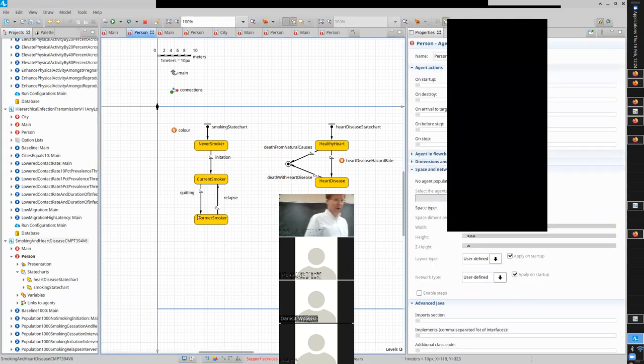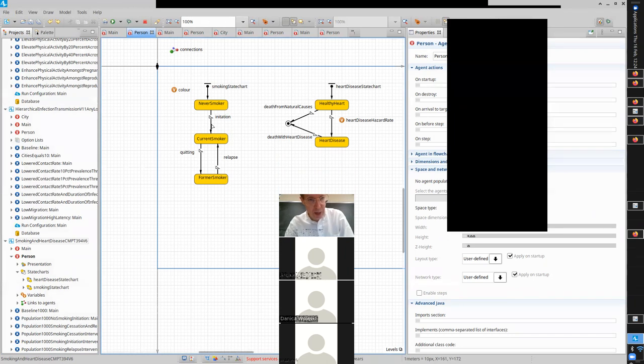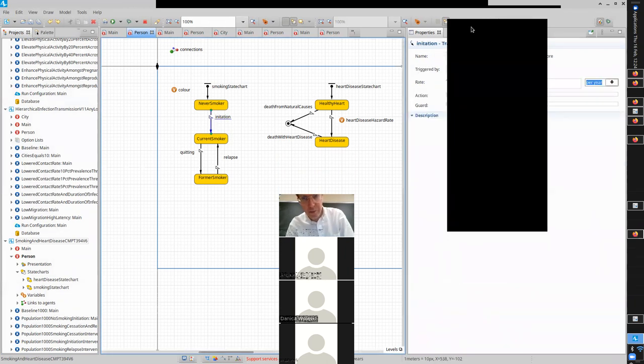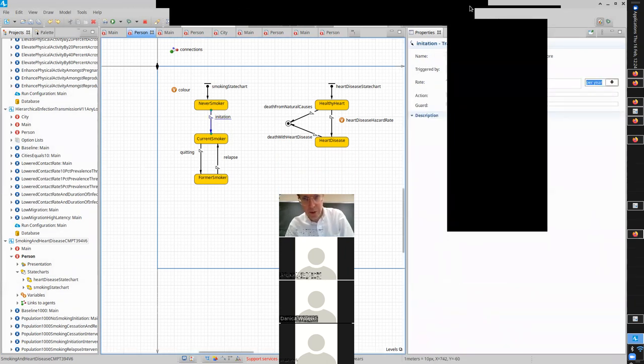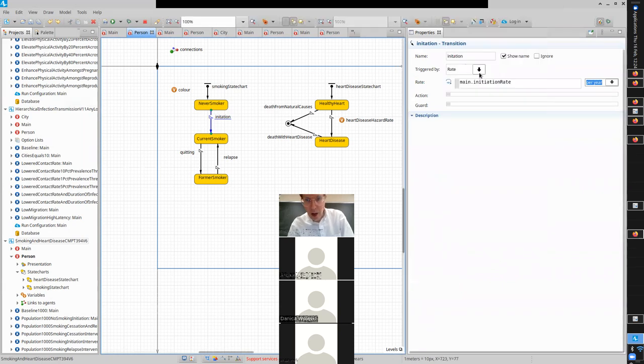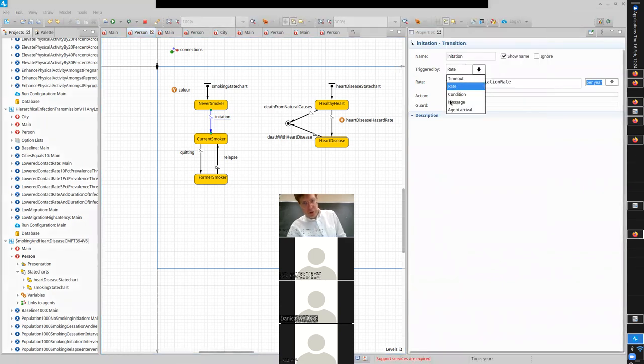So far, they are all rate transitions, but there are several other types of transitions in AnyLogic. There's timeout transitions, conditional, message, and agent arrival. Which of these have we seen before? The message, right?